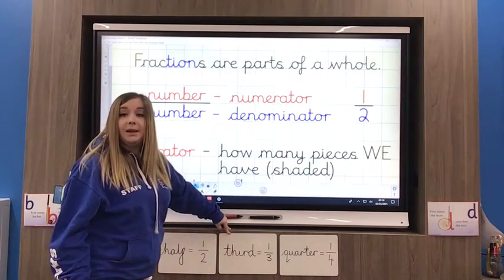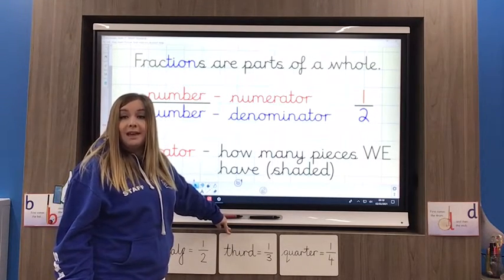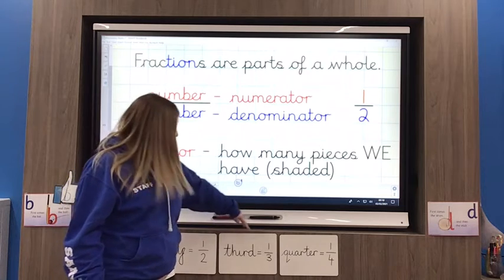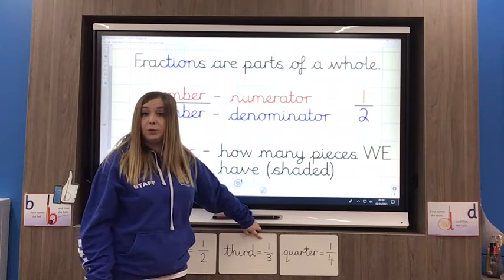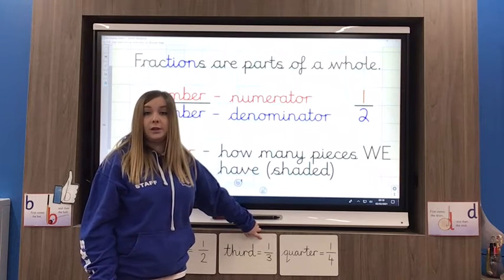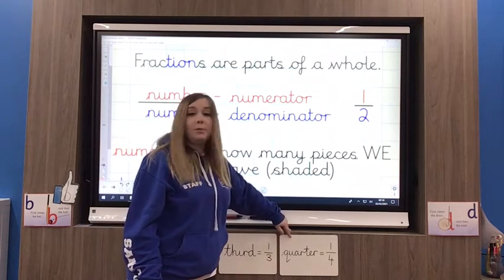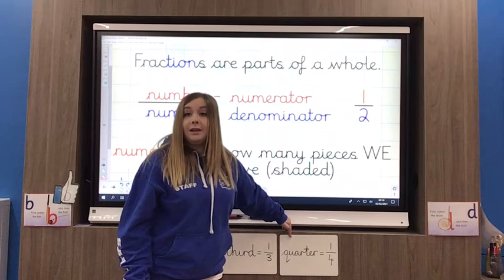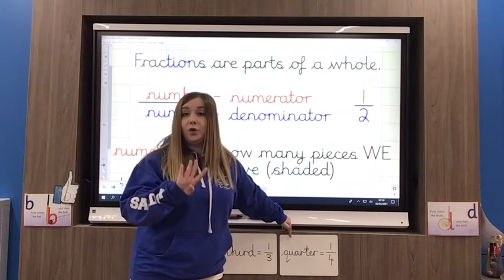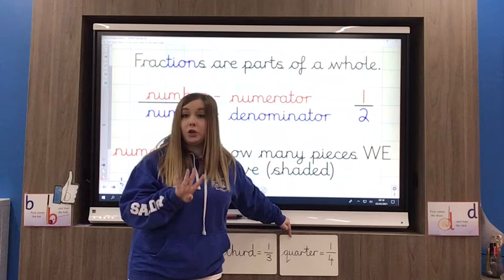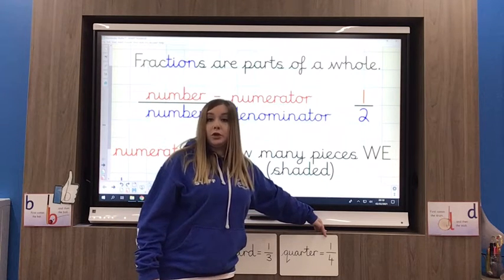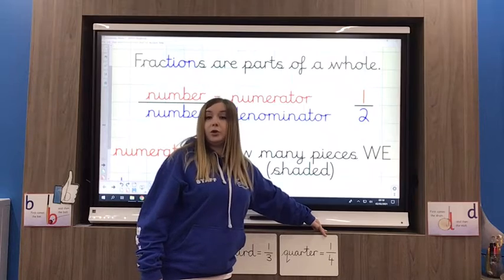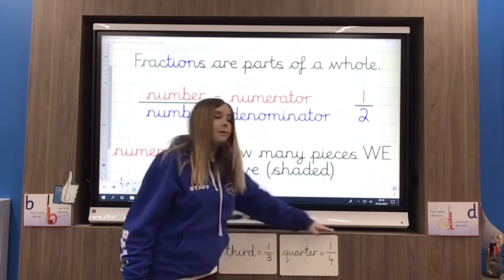If the denominator is a 3, we say that as a third, so 1/3, or if we've got 2 of those pieces, we would say 2/3. And then if the bottom number is a 4, that means we've cut our whole into 4 pieces. We say that as quarters, and we can have either 1/4, 2/4, or 3/4 before we get to a whole.